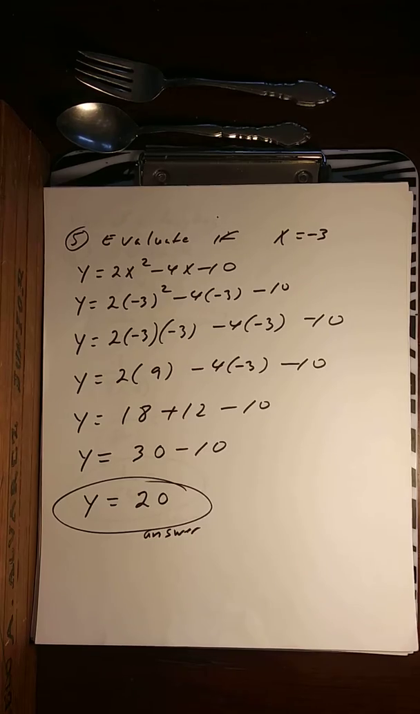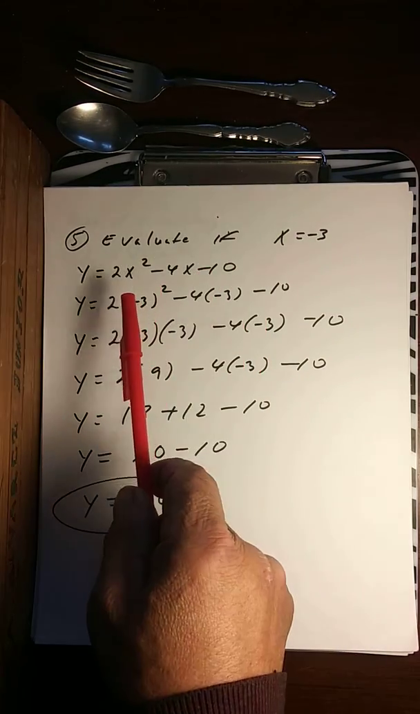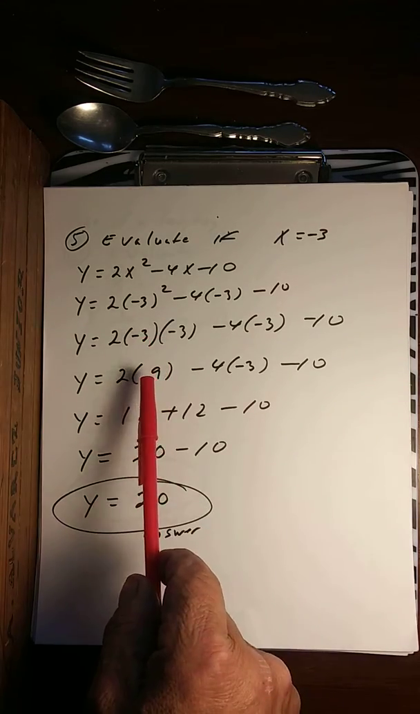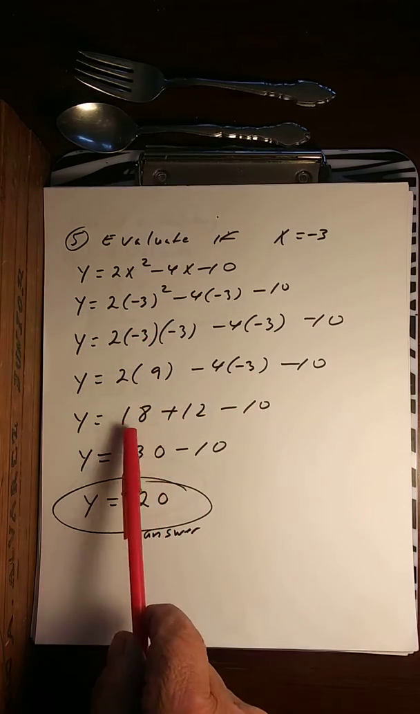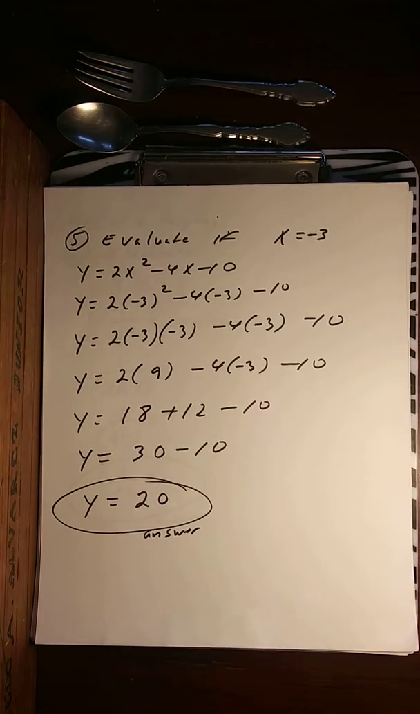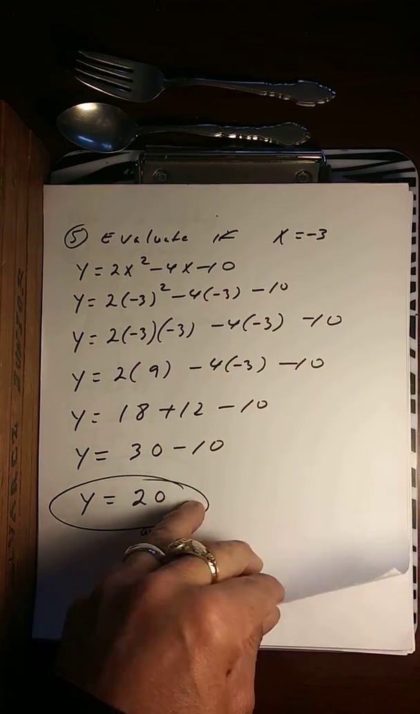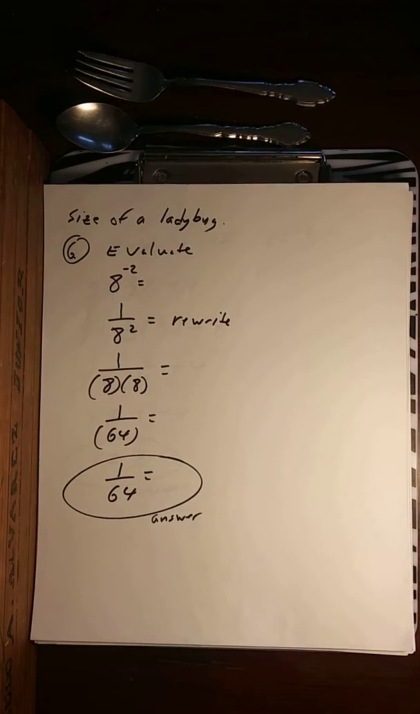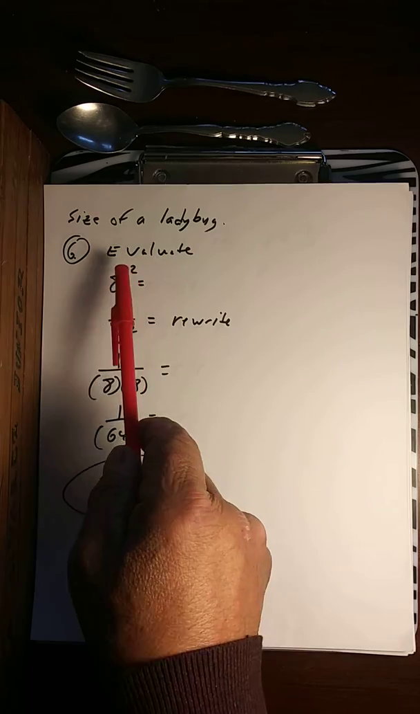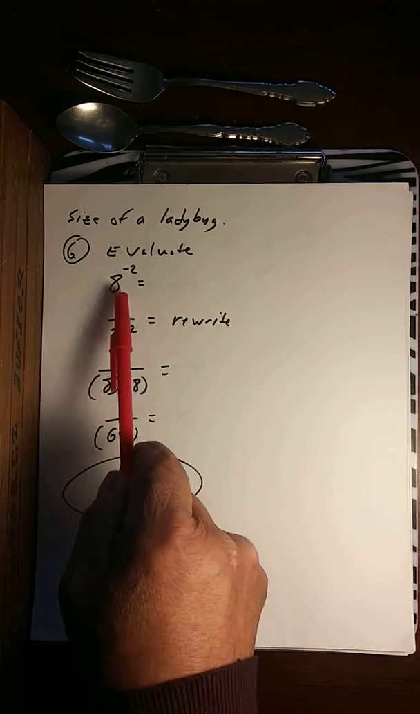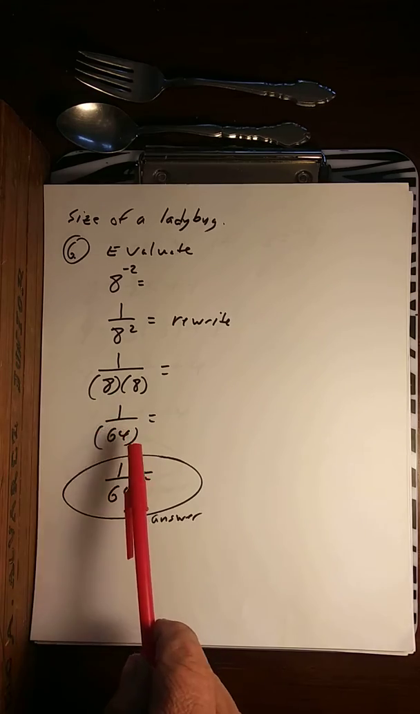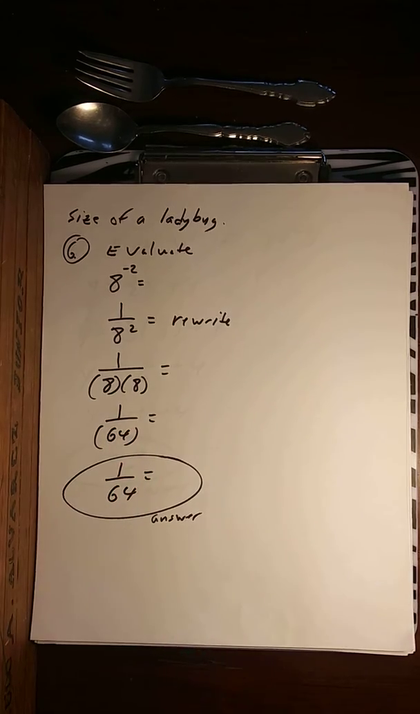Alright, this one. Evaluate if x equals negative 3. Put a negative 3 in there. So negative 3 and negative 3 is 9. Copy this down. That tells us 18 plus 12. That's going to be 30 minus 10 is 20. So now this one. Evaluate a to the negative 2 power. Rewrite it as 1 over a squared. And that's going to be 1 over 8 times 8. So that's going to be 1 over what? 64. So 1 over 64 is the answer.